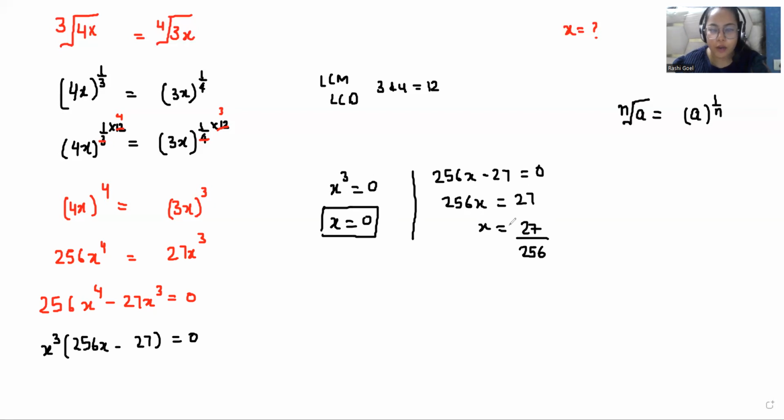So we have two values of x. So x can be either 0 or 27 by 256. I hope it's clear and easy to solve.